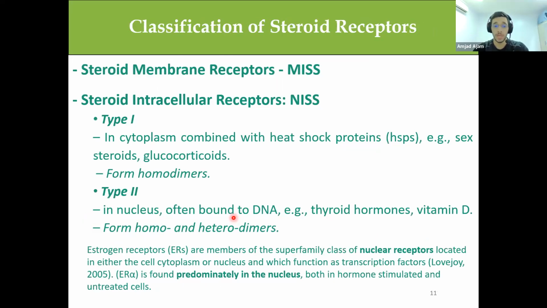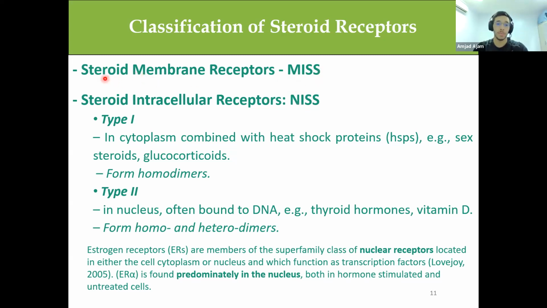Now let's classify steroid receptors. We have two classifications: the MES and the NES. MES is the membrane-initiated steroid signaling, and the NES is the nuclear-initiated steroid signaling. It's so important to know the difference between them.